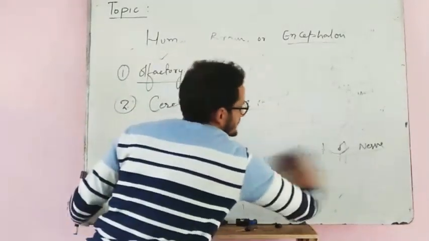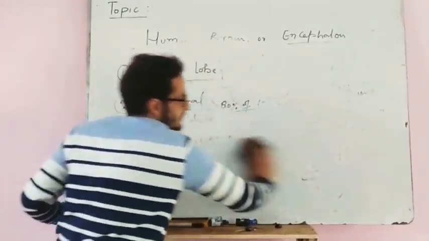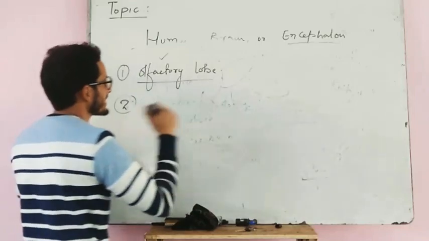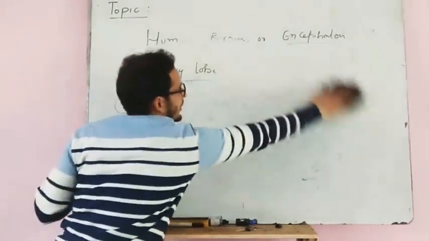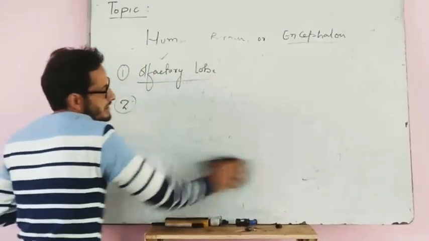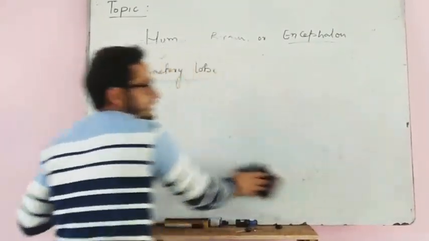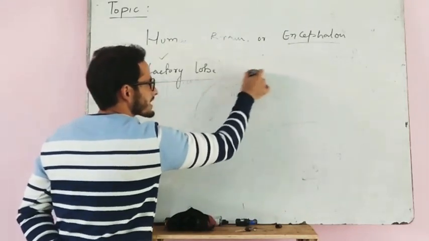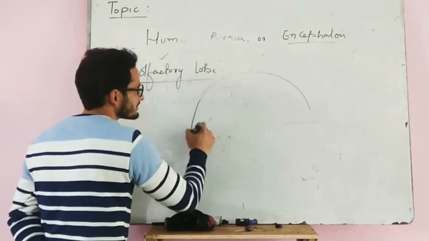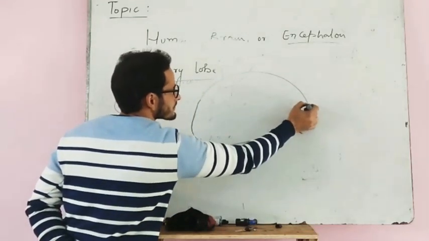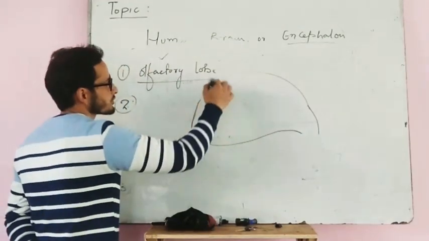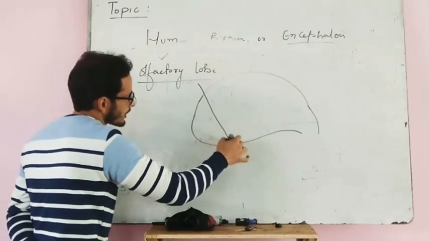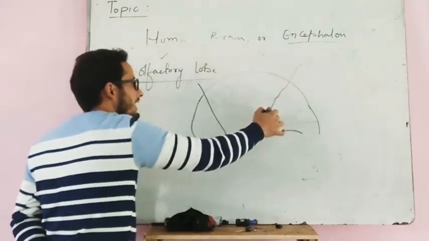This cerebrum is mainly divided into four lobes, and each lobe is responsible for different functions. If we make the diagram of this cerebrum, it is mainly divided by three cerebral fissures. It is divided into four lobes.